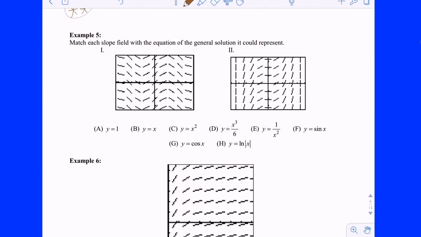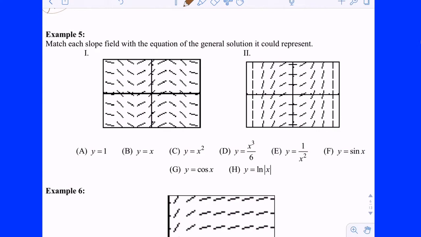All right, so another thing that we might need to do is match a slope field graph with its general solution, which is not that difficult. If they expect you to spot the general solution equation, it's going to be a parent function or a transformation of it that you have to know. So let's see. If we look at this one here, Roman numeral 1, it looks like a bunch of zigzags. Do we have a zigzag equation? One that goes up and then down, and up and then down. Sine and cosine, right? The sinusoids.